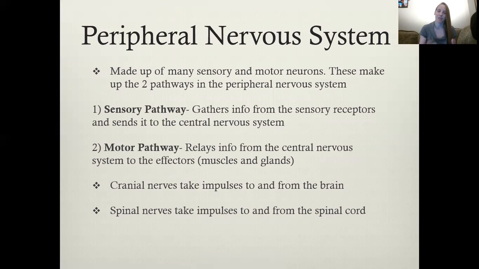The sensory pathway is going to gather information from the sensory receptors and send it to the central nervous system. And then the motor pathway relays the information from the central nervous system to the effectors, so different muscles and glands of the body. Cranial nerves take impulses to and from the brain, and then spinal nerves take impulses to and from the spinal cord.